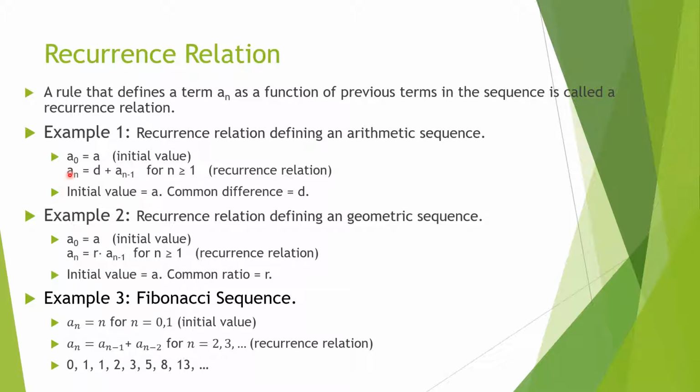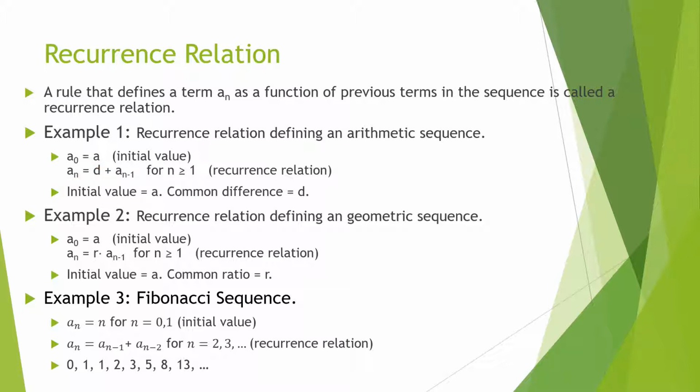But this is not enough to define that arithmetic sequence. We need to define its initial value. So we say the first term, the initial term a sub 0, is equal to a, and then obviously after defining both the initial value and recurrence relation, you can calculate any term that you want. For example, if you want to find out a sub 1, you need to replace n by 1 here, and a sub 1 would be equal to d plus a sub 0, and a sub 0 is a, so a sub 1 would be d plus a.